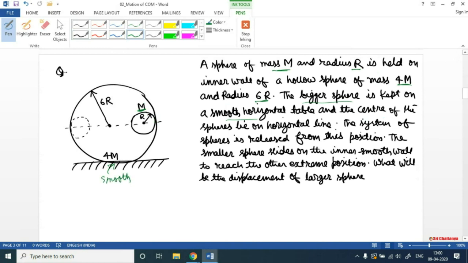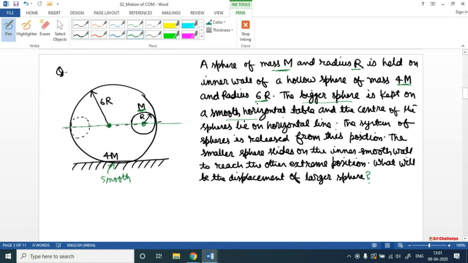The center of mass of the spheres lies on a horizontal line. So this center and this center lie on a horizontal line. The system of the spheres is released from this position. The smaller sphere slides on the inner smooth wall, from here to here, to reach the other extreme position, which I have shown using the dotted line. What would be the displacement of the larger sphere? So we have to find the displacement of the larger sphere.